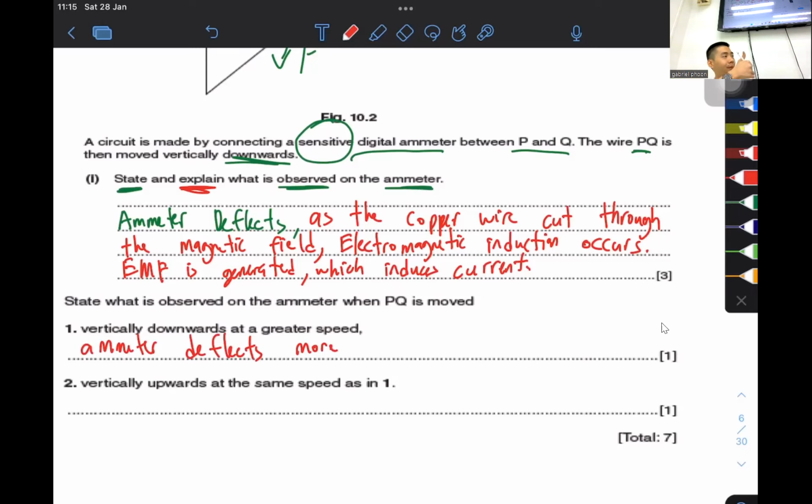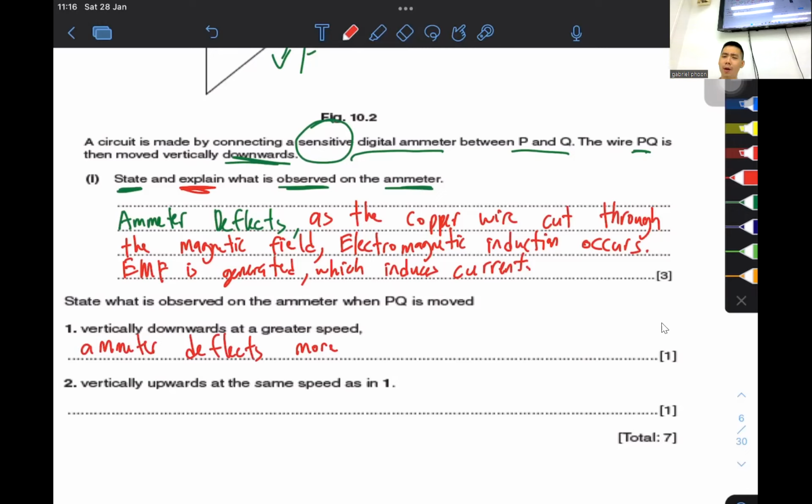Decrease? Why will it decrease, guys? It's not going to decrease, by the way. What's the real answer? Eugene, what's the answer here? If I move it vertically upwards instead of downwards, what's going to happen to the ammeter? Same as the first one? Definitely not. No, it will not. That's not the right answer.